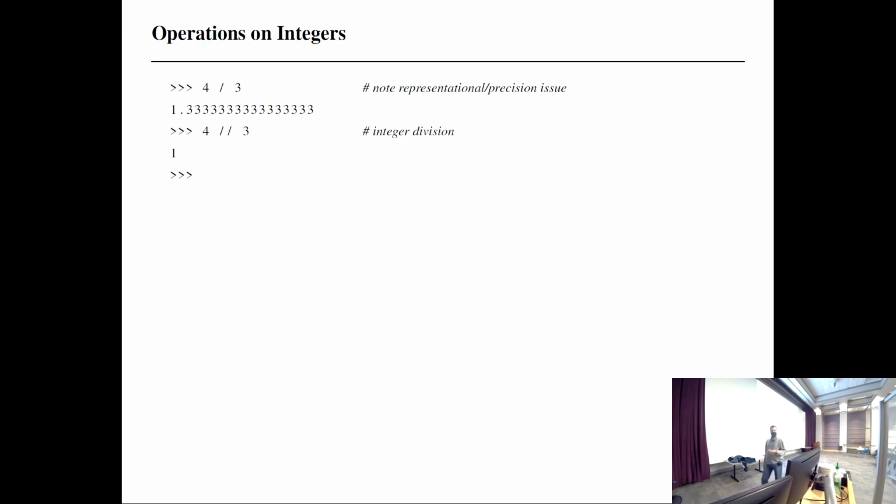If I do integer division, of course, I only get the integer part of the divide, and I have to recover the remainder part, also called the modulus, using the other operation. So the way to determine this is 4 is equal to 1 times 3 plus 1.